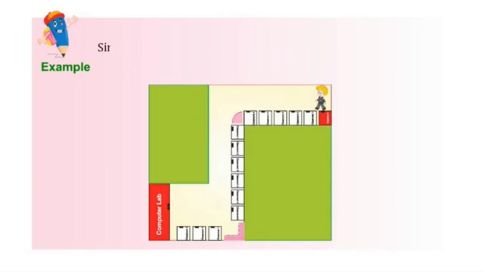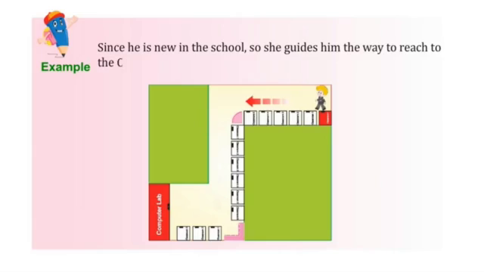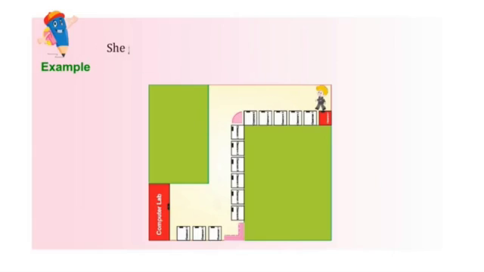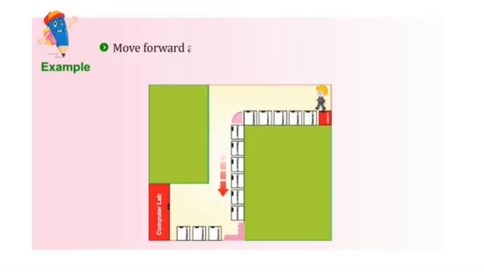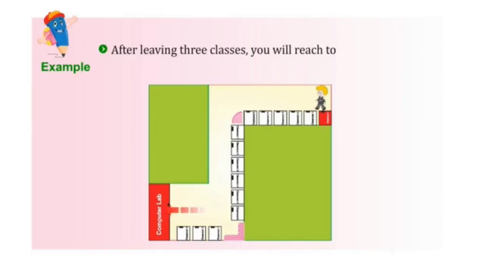Since he is a new student in the school, she guides him on the way to reach the computer lab. She gives instructions to Kabir in the following manner. Move left from the class and go straight. After leaving 5 classes, take a right turn. Move forward, and after leaving 6 classes, take a left turn. After leaving 3 classes, you will reach the computer lab.